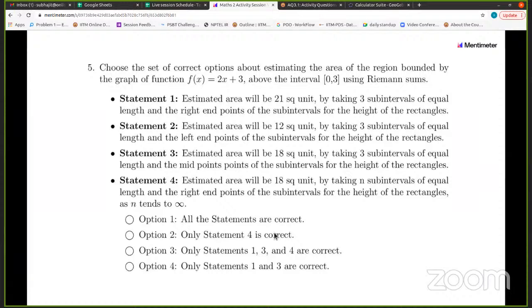So there are 4 statements, and the options are: all 4 statements are correct; only statement 4 is correct; only statements 1, 3, and 4 are correct; and only statements 1 and 3 are correct. I think this will take some time to solve, so let's take 6 to 7 minutes to solve this.